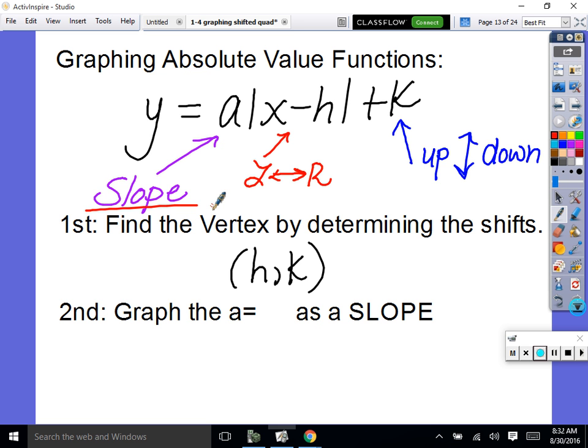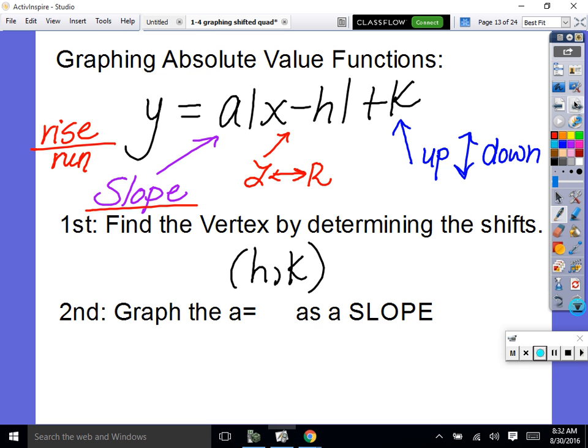We always graph slope as rise over run. Slopes are graphed as rise over run. So you'll look at this a value and you'll graph it as a slope. That's how we graph an absolute value function: find the shift, plot the vertex, and then graph the a value as a slope, rise over run. So these are the easiest ones.